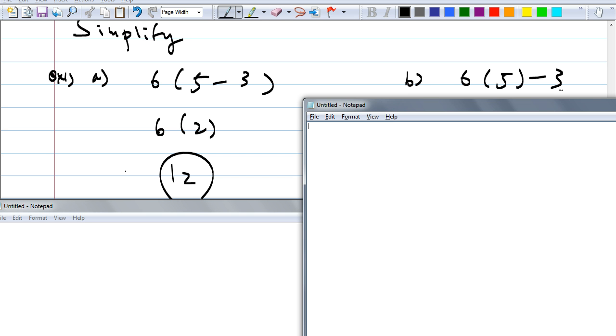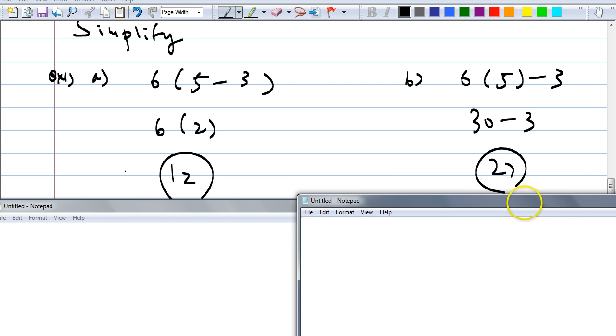I need to multiply 6 times 5. Class, what's 6 times 5? And then minus 3, the answer is? 27. Does that make sense? So just because you're using the same numbers doesn't necessarily give you the same answers, does it? Okay. So that's pretty straightforward.